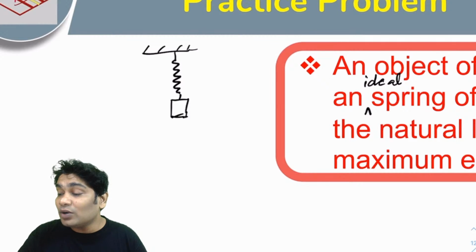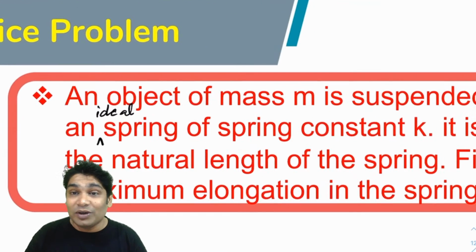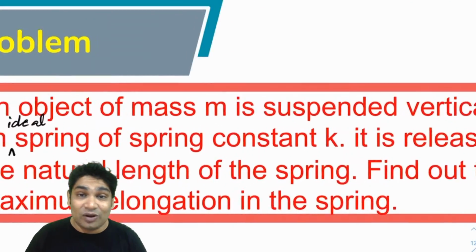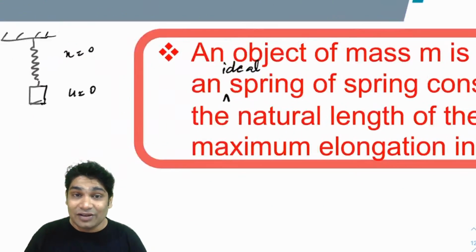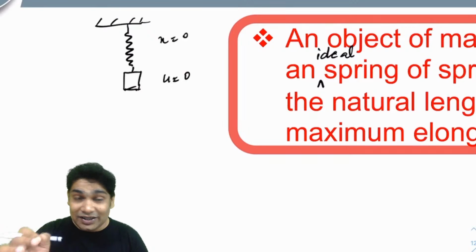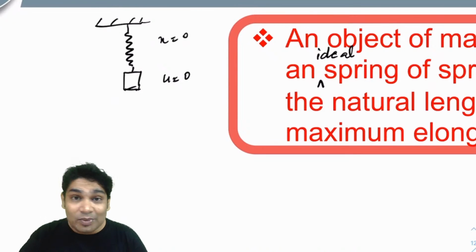Initially, I know what the compression here is. It is 0. And the speed of this block is 0. Why? Because you've been told that the mass is released from the natural length. So if it is released, we assume that the initial speed was 0. So this will be my first instant.